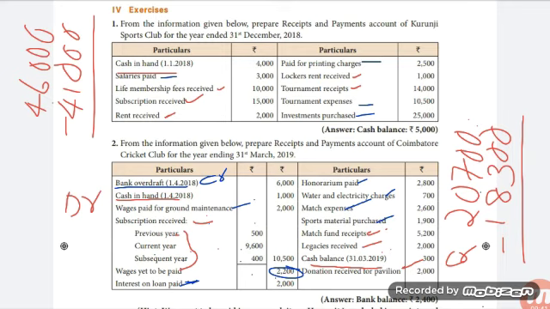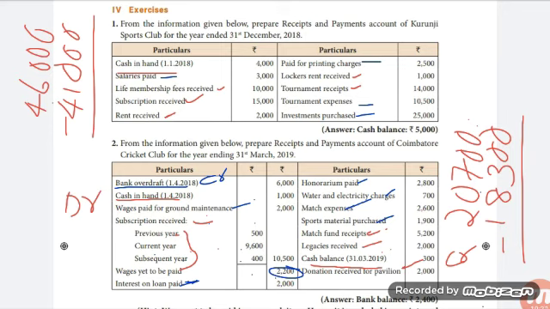What are the receipts? Subscription received. Children, see the question. Here three years are given: previous year, current year, subsequent year subscriptions. Okay children, I already told you all receipts and payments, whether relating to the previous, current or subsequent year, will be included. You need not consider the year while doing that receipts and payments account. All receipts and payments, whether relating to the previous, current or subsequent year, will be recorded on the receipts and payments account. Okay, so same as the transaction given in your question, you should do in your account book.